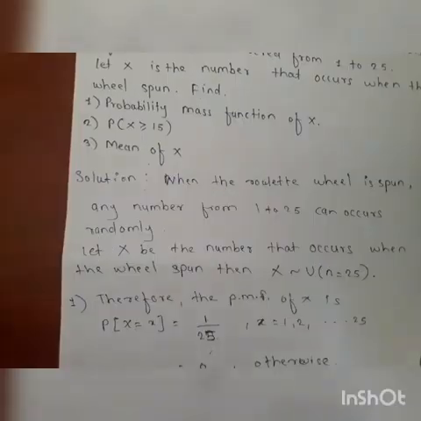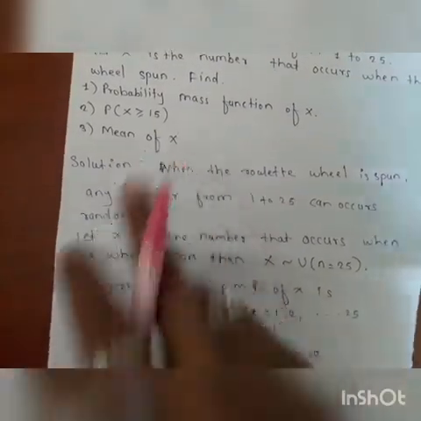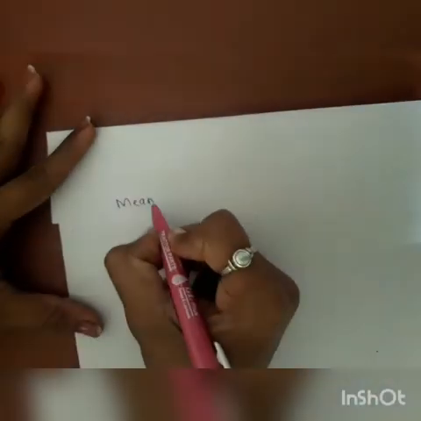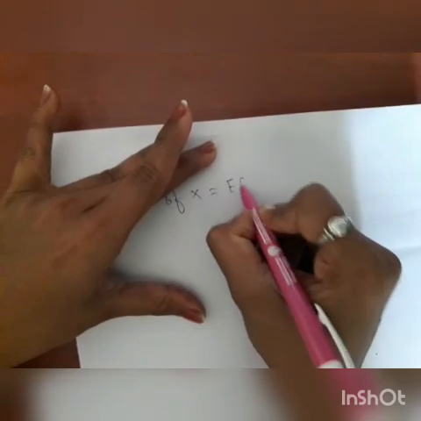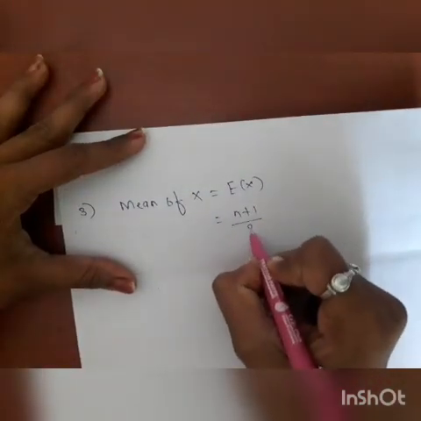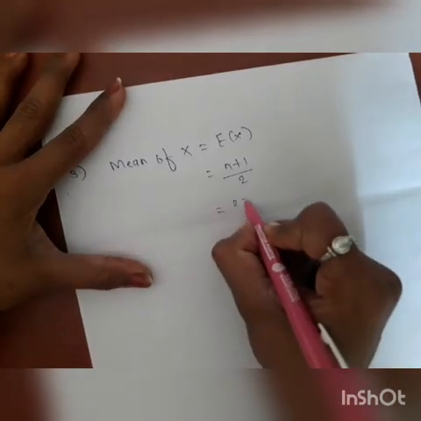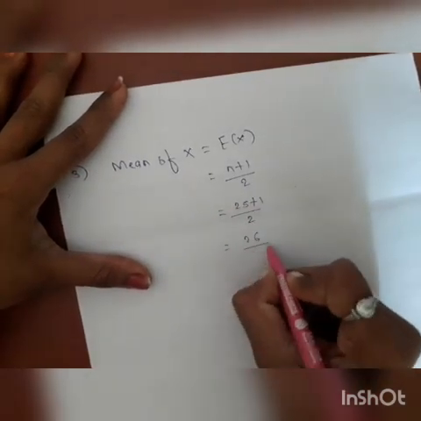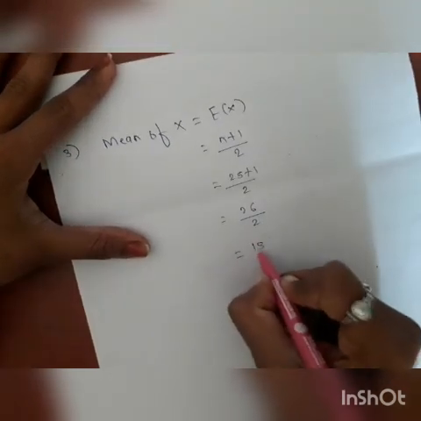Next, mean of X. Mean of capital X is equal to E of X, and E of X is n plus 1 divided by 2, and n is 25, so 25 plus 1 divided by 2, which is equal to 26 by 2, which is equal to 13.